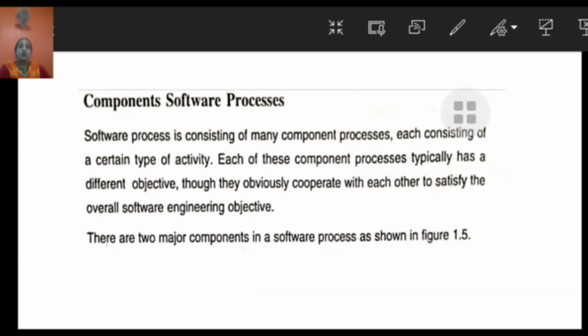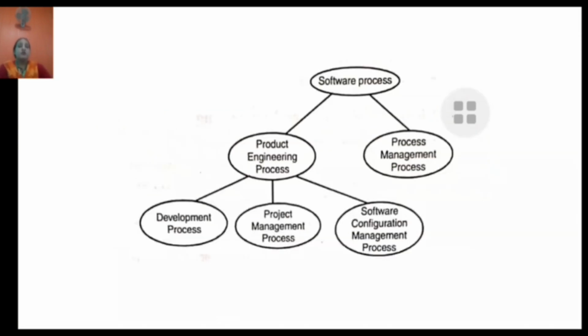It means the software process consists of many component processes, each consisting of a certain type of activity. Each of these component processes has a different objective. There are two major components in the software process. First one is the product engineering process, and second one is the process management process.